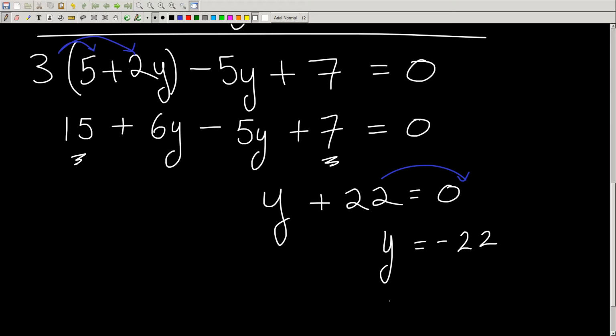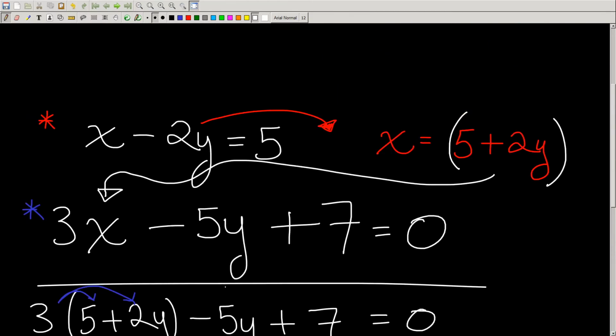So that's that. I've only found half the information. Now the reason why I've only found half the information is I'm trying to find a POI, and a POI has two coordinates, x and y. I've only found this guy. I know that that guy is negative 22. So how do I find x?